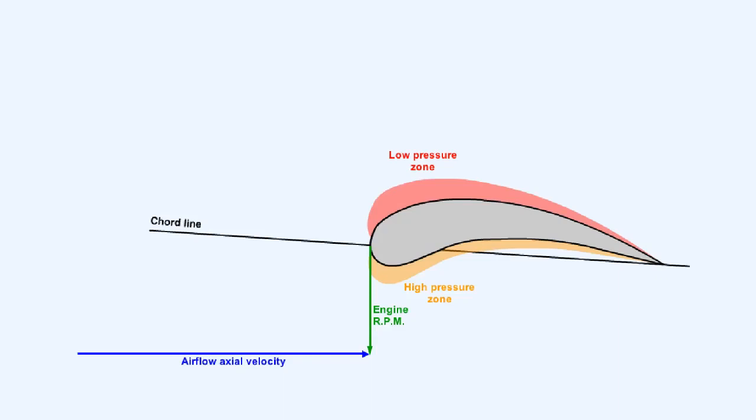Let's examine the phenomenon called stall more closely. We've said that the angle of attack of a compressor blade is the result of the axial velocity of the air passing across it and the rotational speed of the blade. We said that the forces of the air's axial velocity and the engine RPM combine to form a vector, which allows us to find the actual angle of attack of the airflow over the blade.